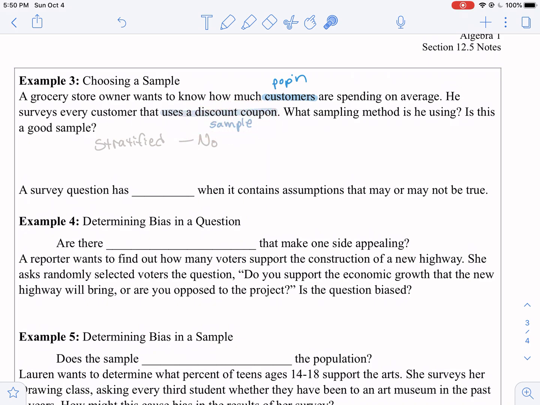A better sample would be like every 5th person, or like people with blue eyes, because that really doesn't matter. They're not going to spend more.